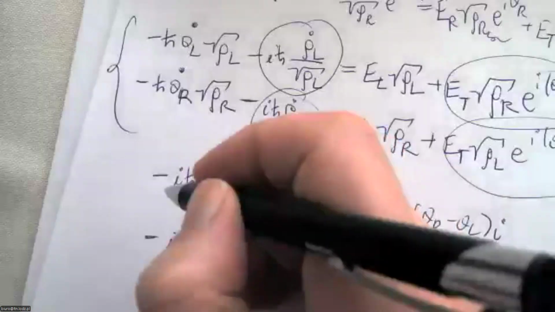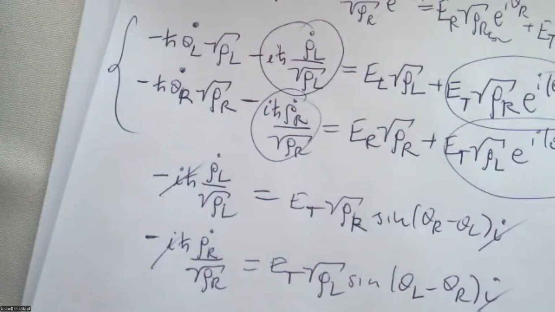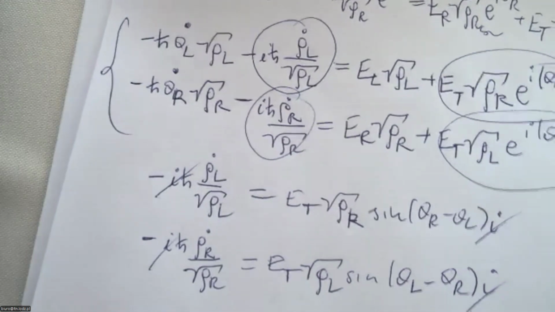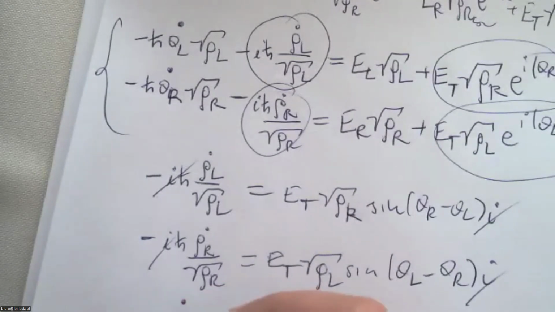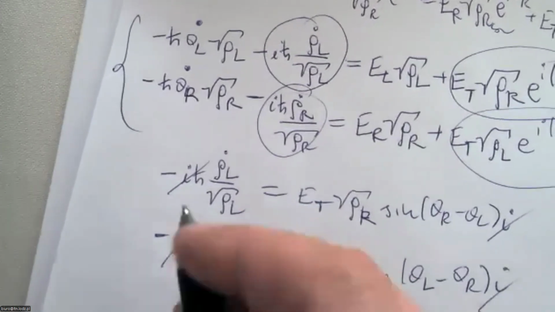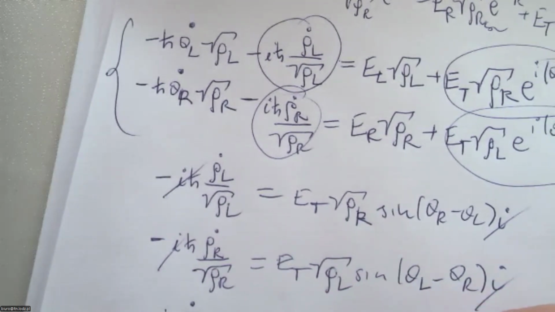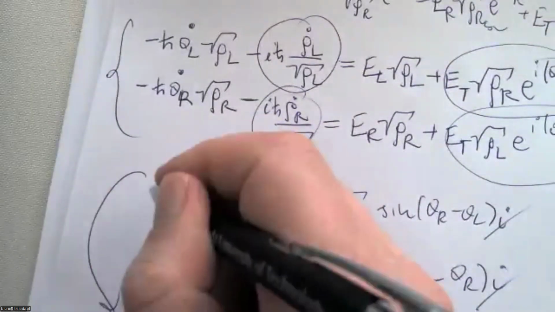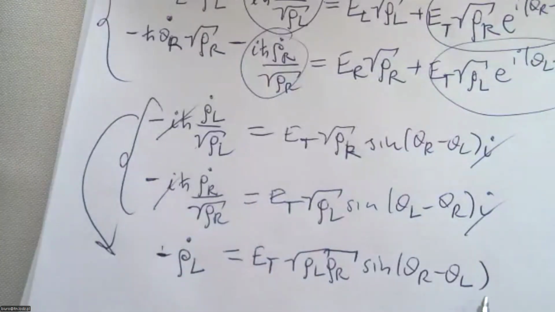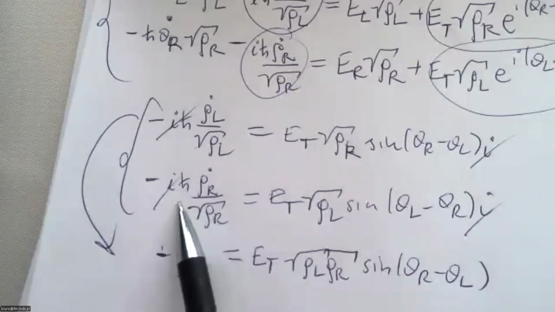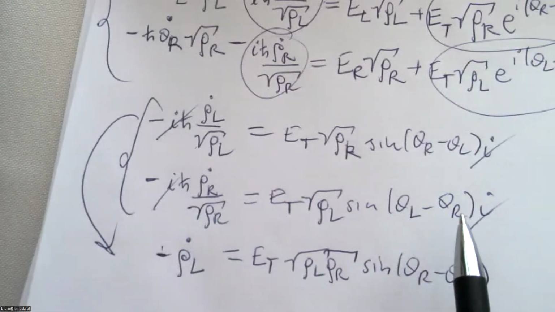Well, actually, we can drop this i, right? And so we'll observe that this guy will be that minus this guy. Okay, it will be A T square root of L times R sine. So this comes from the first equation, right? Wojciech? Yes. All right.